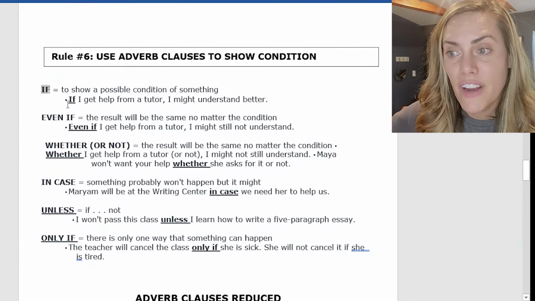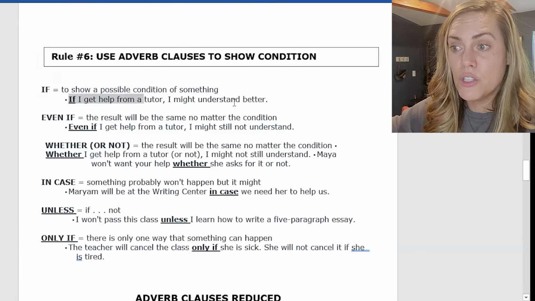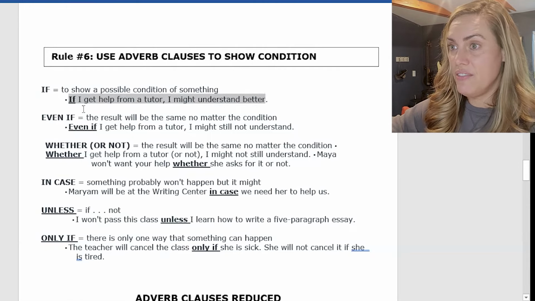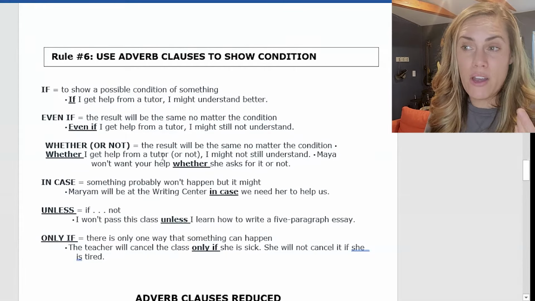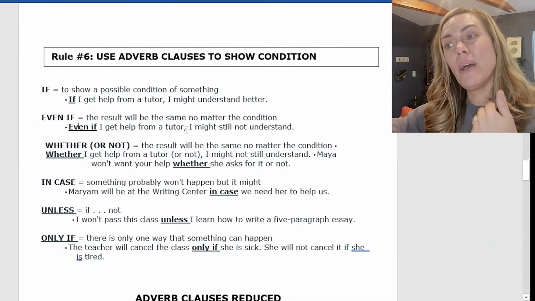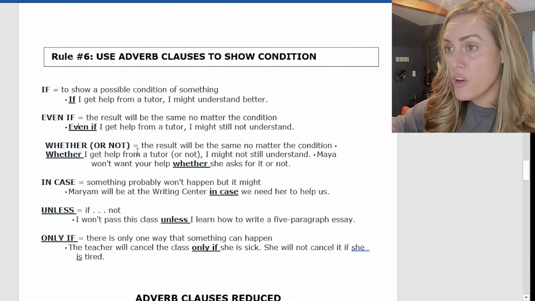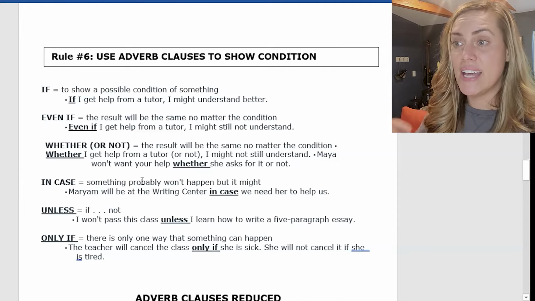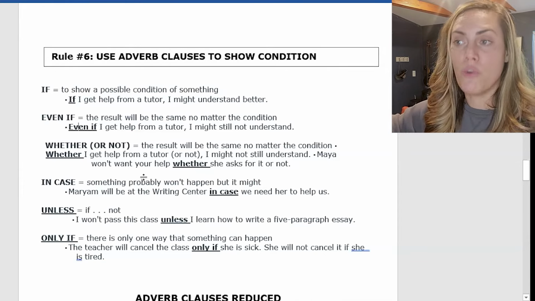If, right? If shows condition. So if I get help from a tutor, I might understand better, okay? Or even if means that the result will be the same no matter what. So even if I get help from a tutor, I might still not understand, okay? Whether or not is a word that we use in an adverb clause. It has the same meaning as if, okay? And it's just more formal.